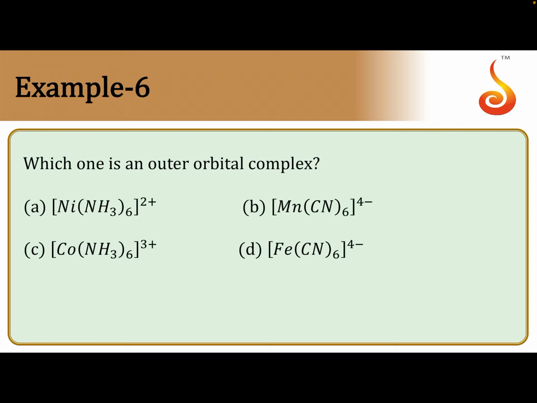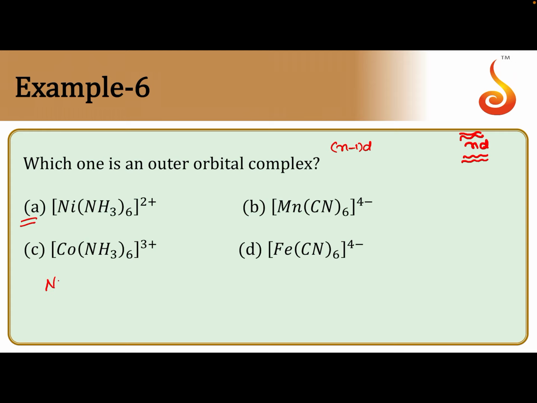Which one is an outer orbital complex? When two types of d orbitals are available, (n-1)d and nd, if d orbitals of the valence shell are involved in the hybridization, such complexes are called outer d orbital complexes. So we have to check all these complexes to see in which one outer d orbitals participate in the hybridization. Let us take the first one.